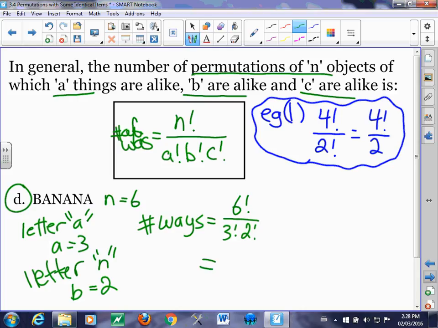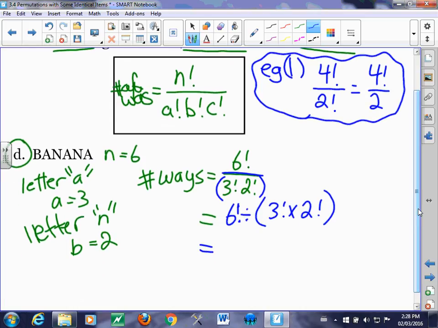So plugging this in your calculator can be tricky, but I want to make sure you realize that this divide by line means that you have to have a bracket around that. So make sure you go 6 factorial divided by opening bracket 3 factorial times 2 factorial, closing bracket. Otherwise, it won't account properly in your calculation. So you'll plug that in and hopefully you get 60 different ways or arrangements.